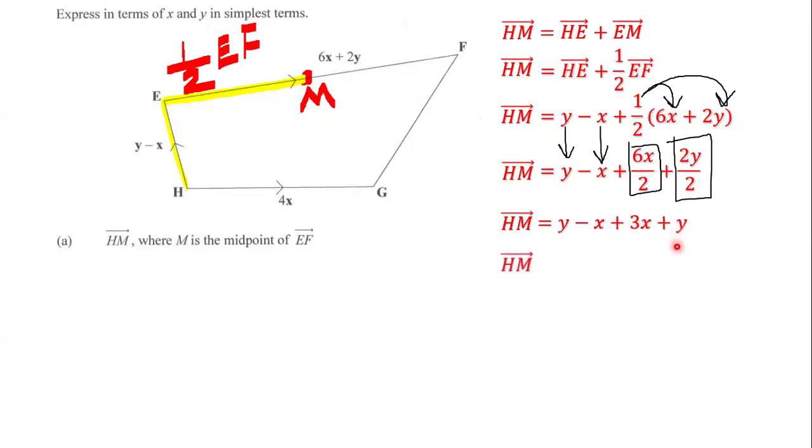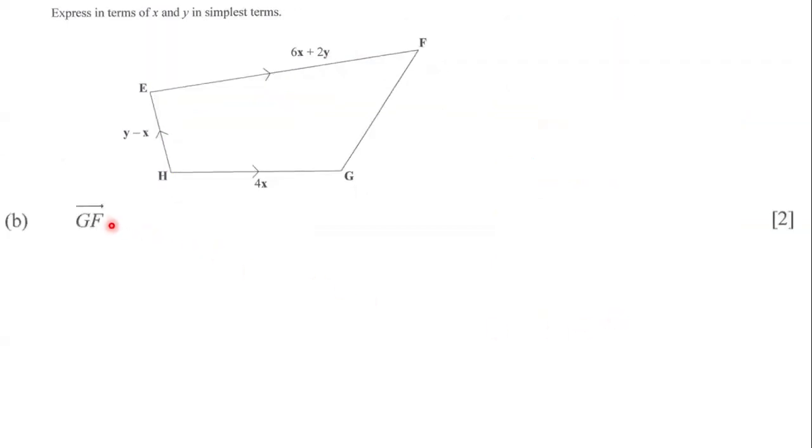We combine our like terms. And so we have the x's together and the y's together. So the 3x right here and the negative x here. The y right here and this y is here. And so we say 3x minus x is equal to 2x, and y plus y is equal to 2y. So HM is equal to 2x plus 2y. That's what HM is.